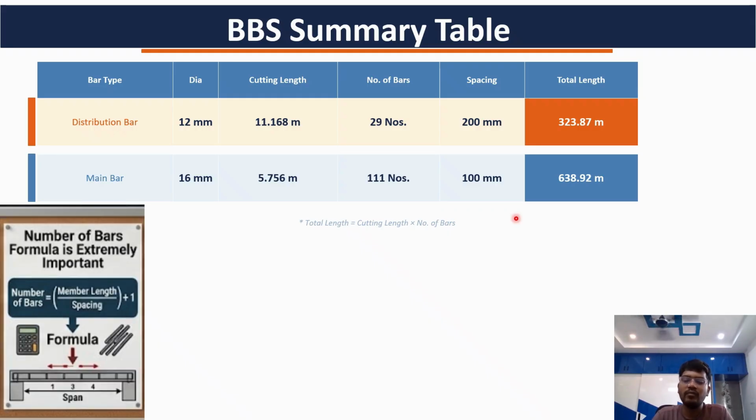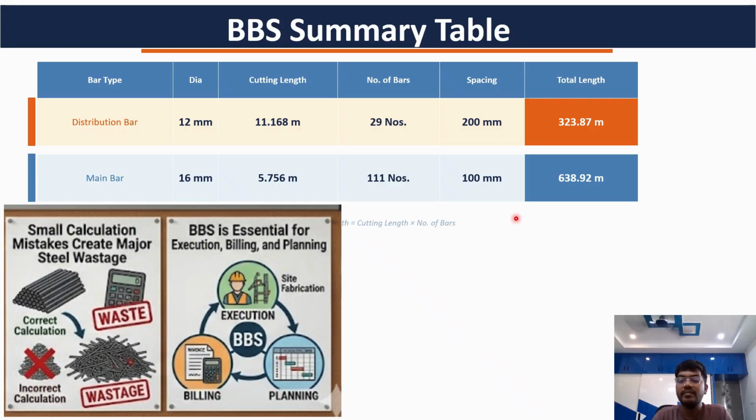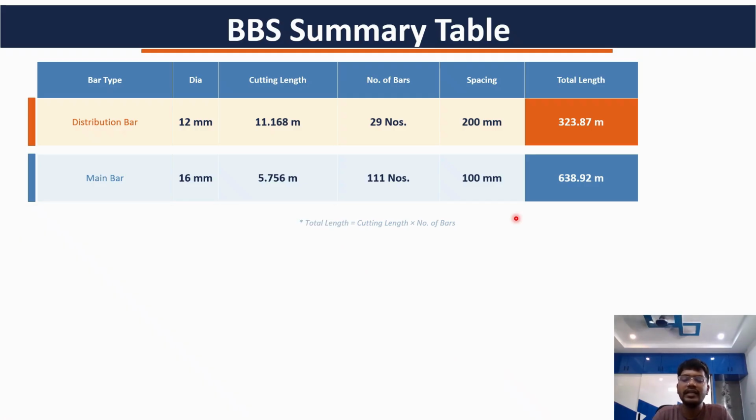The number of bars formula is extremely important. Small calculation mistakes create major steel wastage, and BBS is essential for execution, billing and planning. And most importantly, a good civil engineer does not just draw reinforcement. He understands why it is provided, how it behaves, and how to execute it accurately on site. This is what makes someone a professional engineer.